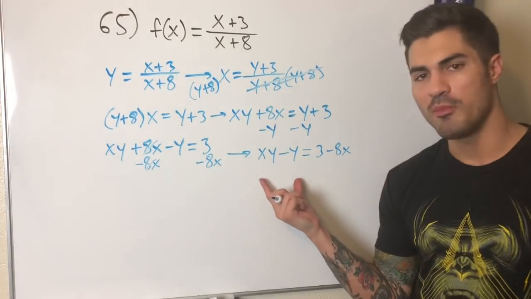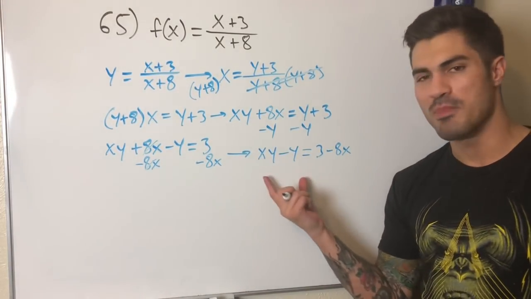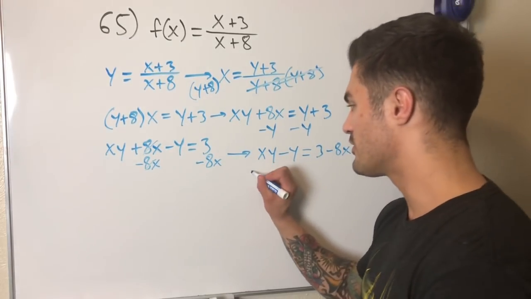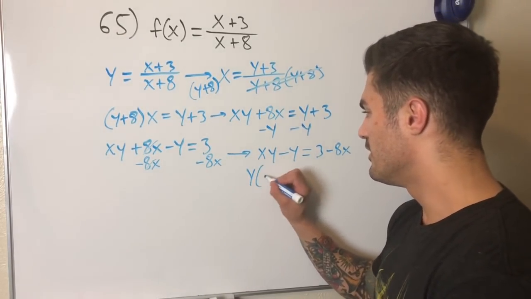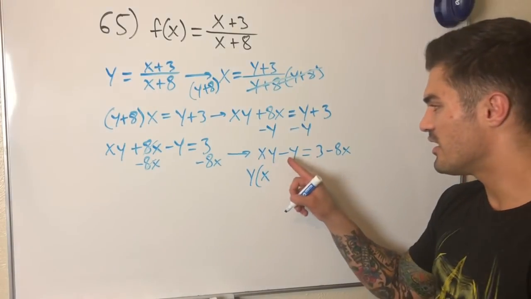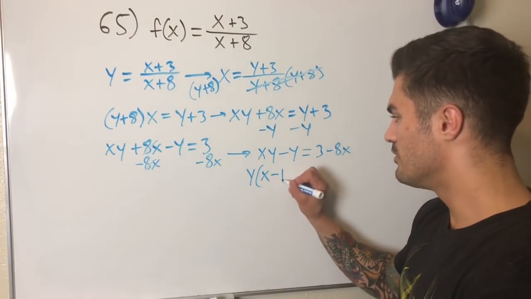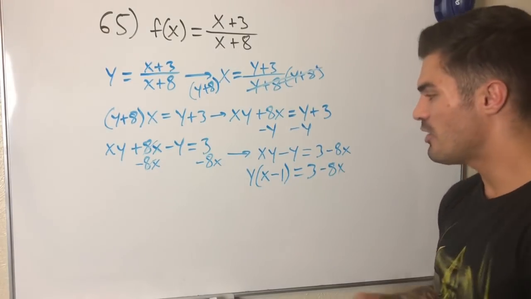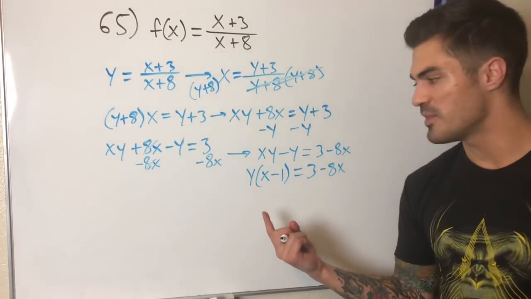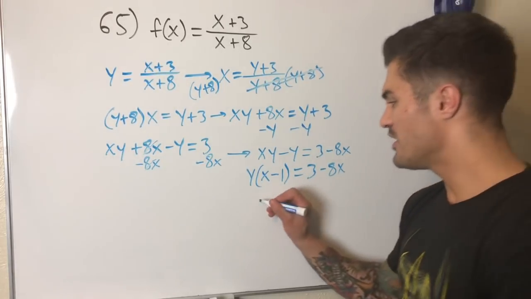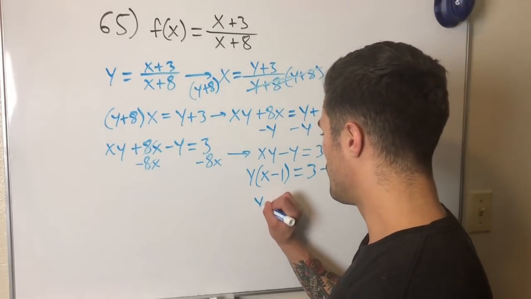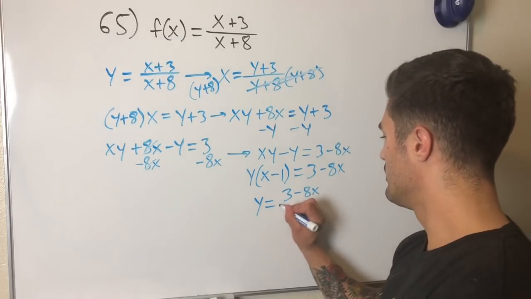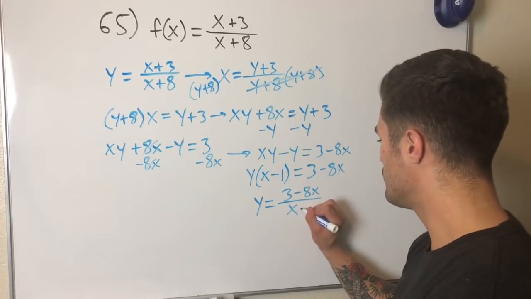So now again, I have all my y terms on one side of the equation by themselves, so I'm going to factor the y out in front. So what happens when I factor the y out in front? I get y, and what am I left with? X there minus just 1, right? And this equals 3 minus 8x. Now all I have to do is divide both sides by x minus 1. So my final solution for y is y equals 3 minus 8x divided by x minus 1.